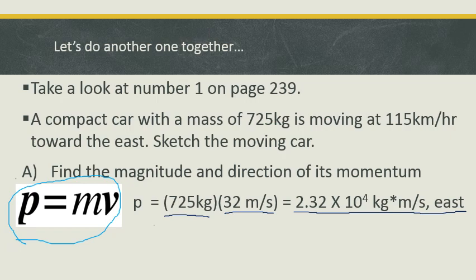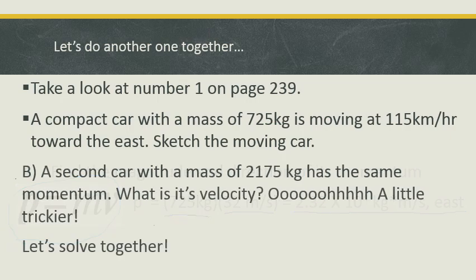Of course, we're not done. We have a part B. So, part B states, a second car with a mass of 2,175 kilograms has the same momentum. What is its velocity? Ooh, that's a little trickier. So we're going to solve that one together.